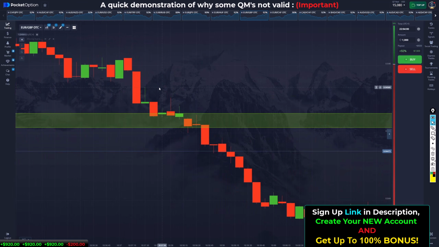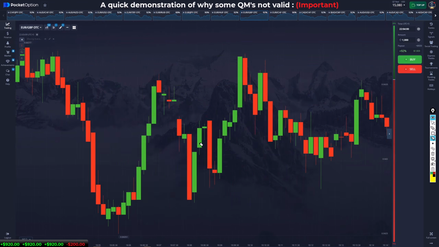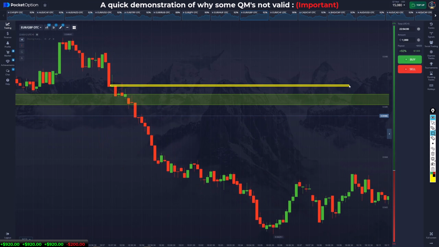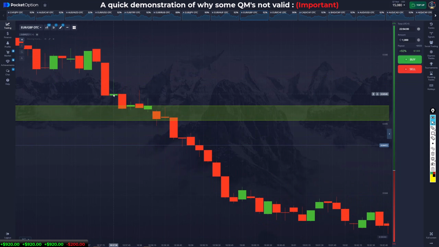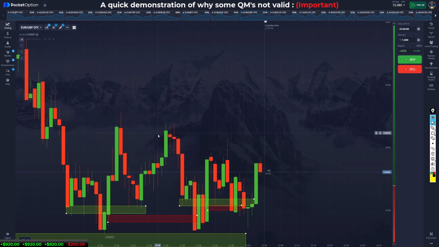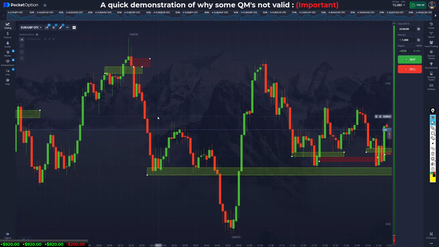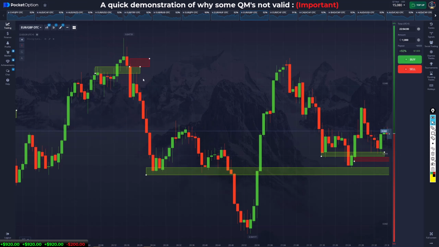Okay, let's say this was fresh. We would take the trade the moment price reached this zone, okay, in the bigger picture. But now if you look, this is unfresh because it already touched it. So the conclusion here is none of these QMs were takeable for us. All right, let me just show you.